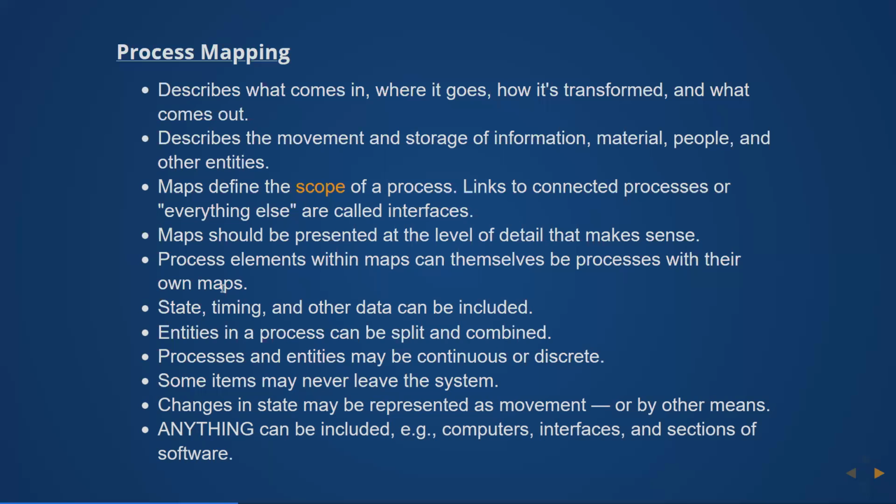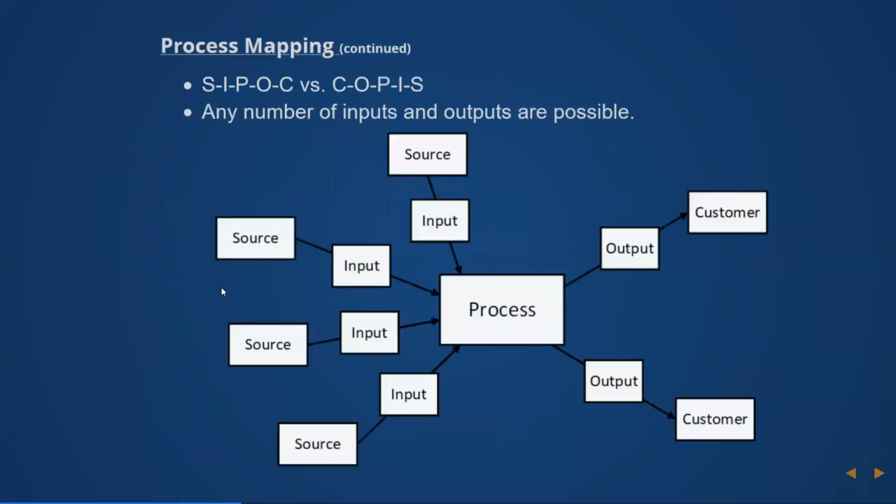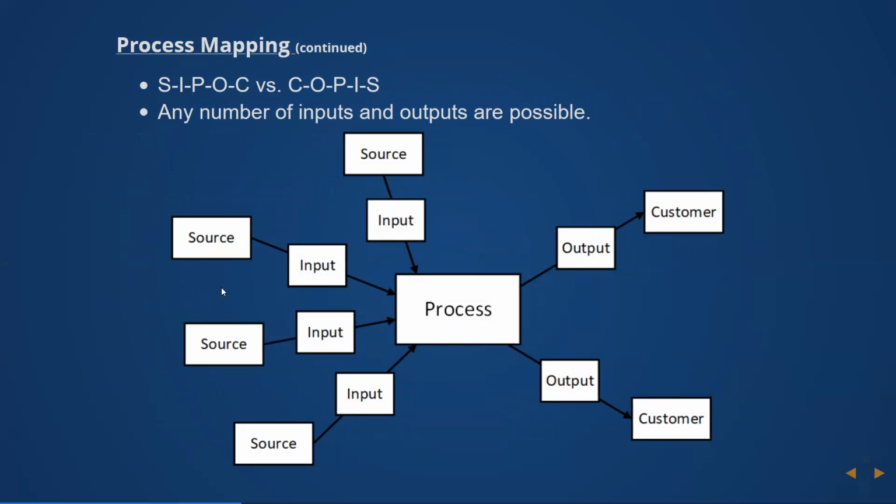Again, anything can be included. You can have architectural elements that can be computers, networks, hookups, routers, anything. All right. So, looking at any one element, you can see a lot of stuff coming in from sources and a lot of potential outputs going out to customers. That's the SIPOC model, working from the source to the customer.